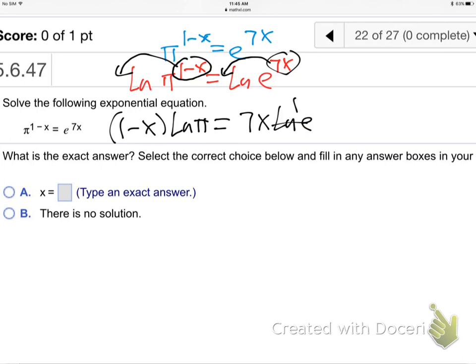Good so far? So again, when x is in the power, get it out of the power with ln. All right, and then distribute. So ln pi minus x ln pi equals 7x. We good to there? You've got the parentheses, just distribute.